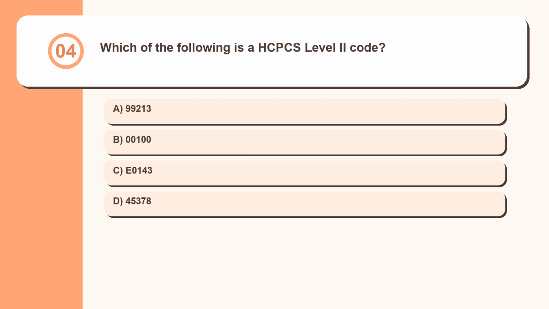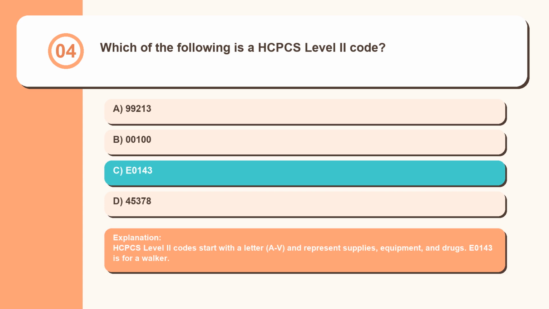Question 4. Which of the following is a HCPCS Level II code? 99213, 00100, E0143, 45378. HCPCS Level II codes start with a letter, A to V, and represent supplies, equipment, and drugs. E0143 is for a walker.